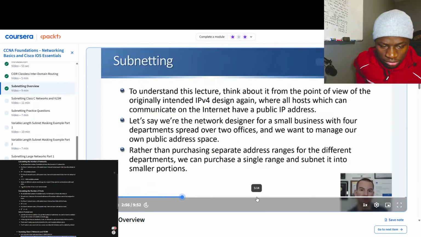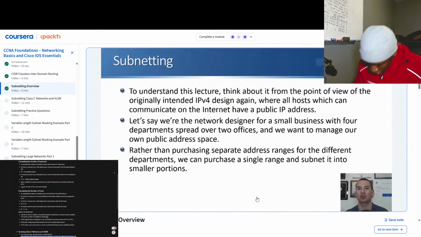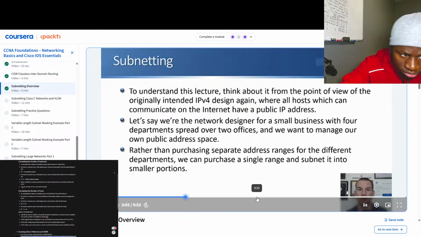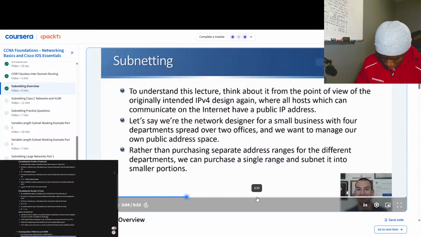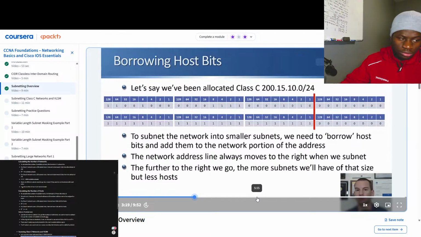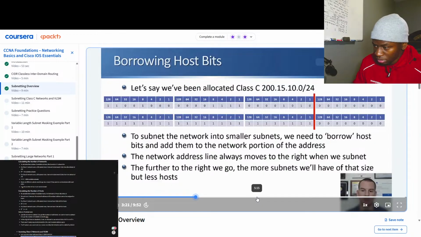Handful of hosts in each of those departments, rather than buying 256 addresses for each, we can buy a single Class C range, and then we can divide that network up into smaller networks and assign it to the different parts of our networks. So in the example, let's say we've got that Class C range, and it is 200.15.10.0/24, the default Class C subnet mask.